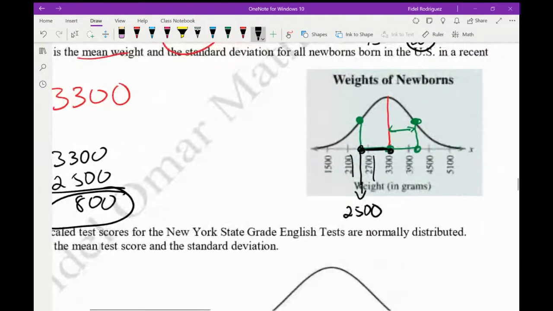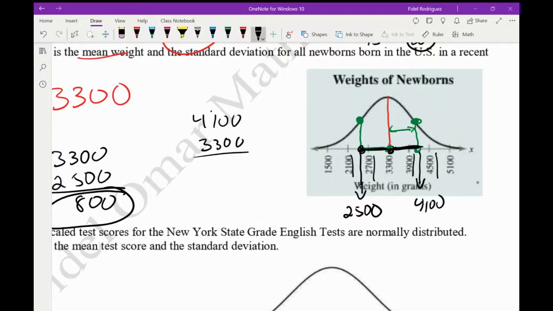Or vice versa. I might say, if I look at this number, if this is 39 and that's 4,500, I might say, you know what, this number here looks like it's going to be about 4,100. And so I would take the distance between those. So I would say, what's 4,100 minus 3,300? And that's still going to be 800 there, right?